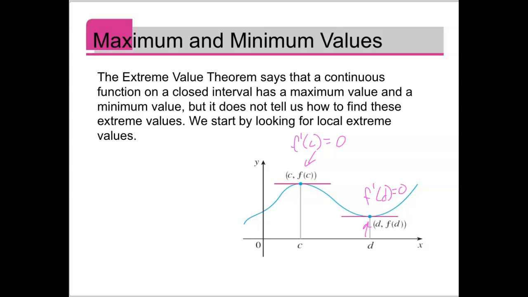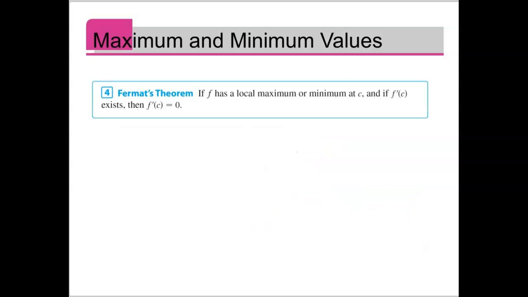And the only other place that an absolute maximum or minimum could occur on a closed interval is going to be at one of the endpoints, right? All right. So that's Fermat's theorem. Fermat's theorem says that if a function has a local maximum or minimum at c and f prime exists, the derivative exists, then the derivative will be 0.